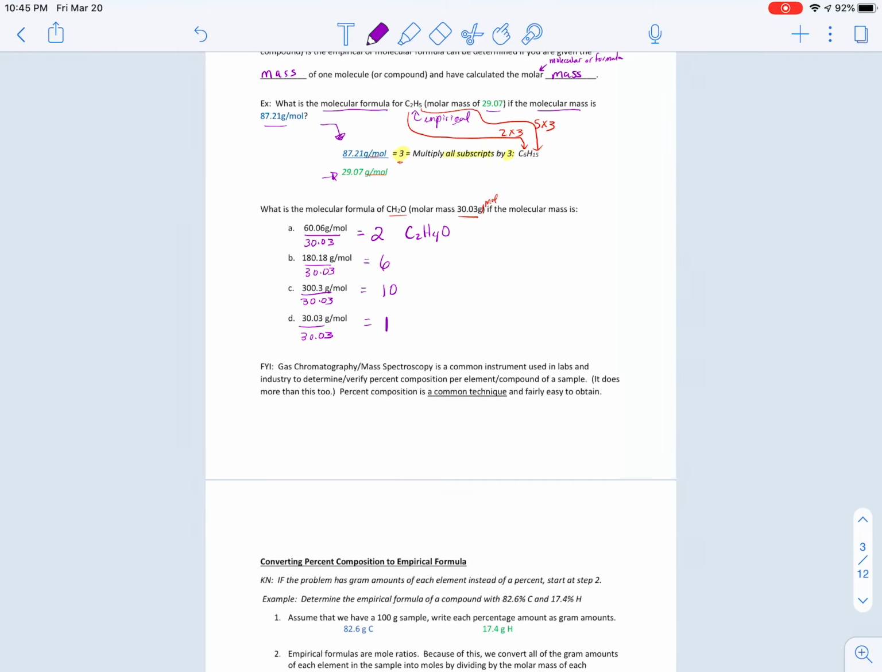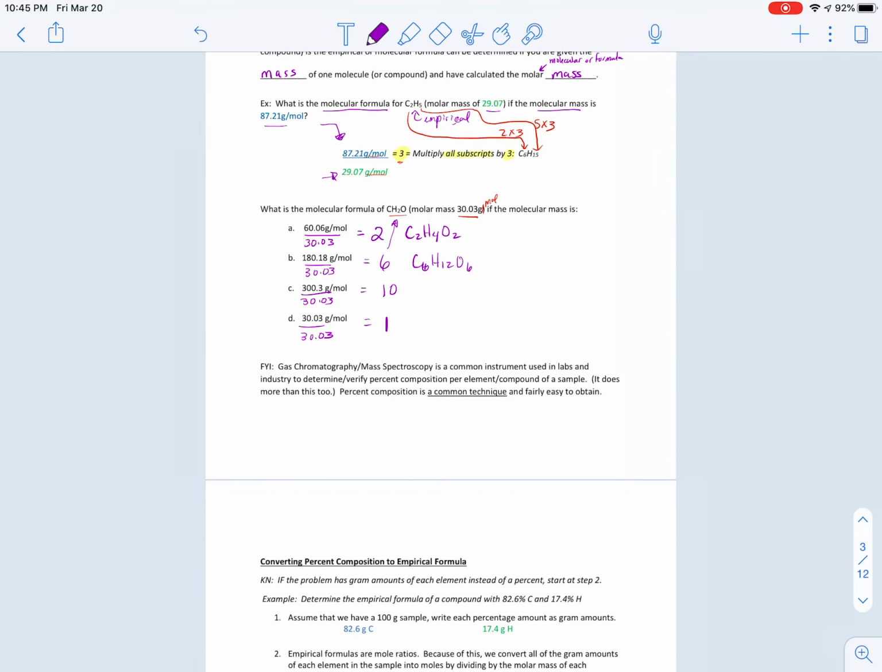So just multiply all those subscripts by 2. So that will give me C2H4O2. Next one, make sure I'm always going up to this. Don't try to like go to that. That won't work. Always got to go to the empirical to get this.